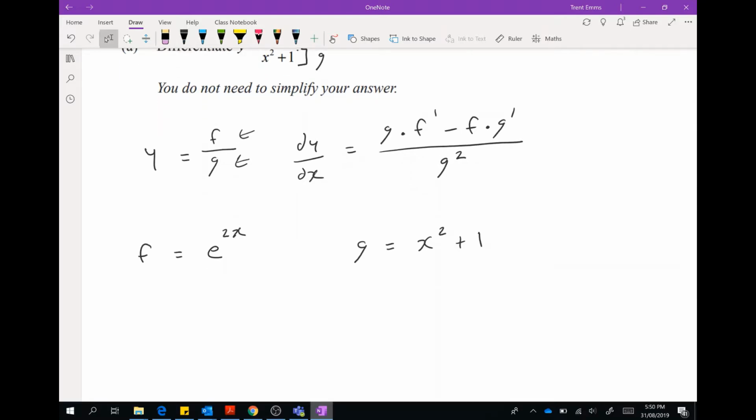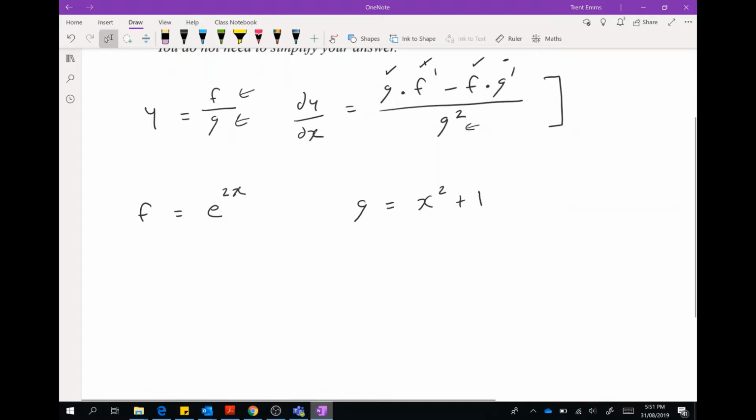Right, so just looking at the quotient rule, what we need here, we need g, which we have, we need f, which we have, we need to find the first derivative of f here, and the first derivative of g, and then we need to square the g that we already have to put into here. So let's start with finding the derivatives. We'll start with f equals e to the power of 2x.